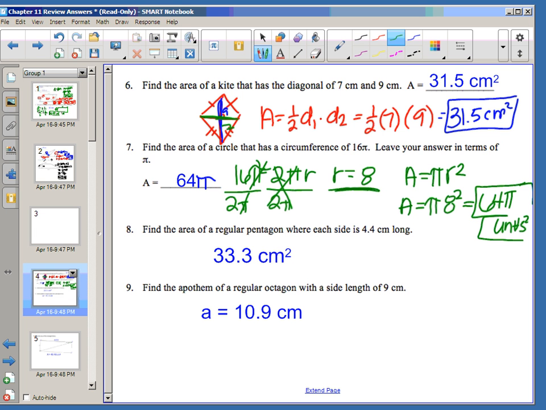Now, be careful with this one. It says leave your answer in terms of pi, so don't take your calculator and do 64 times 3.14. It wants you to just leave the pi on the end.